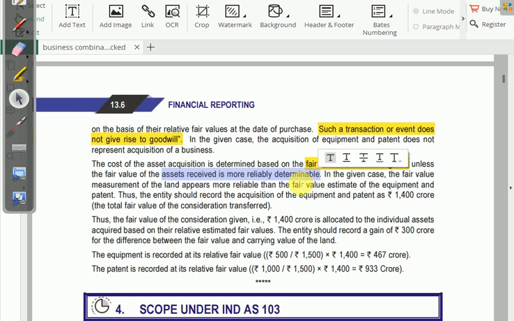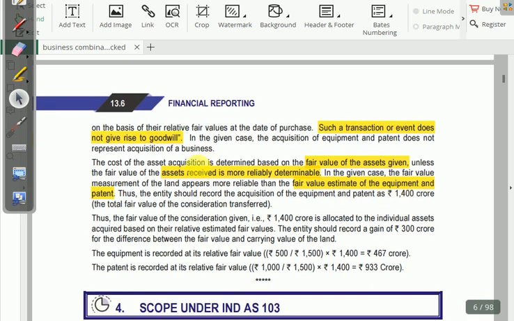Unless the fair value of the asset received is more reliably determinable. Are the values of the assets received, that is equipment and patent, more reliably determinable? No. The patent is newly established, it is a new product. In the given case, the fair value measurement of land appears more reliable than the fair value estimate of the equipment and patent. The things which we are getting are not very new or very famous in the market, so we cannot get the exact value of the patent, even though we can get the value of equipment. Thus the entity should record the acquisition of the equipment and patent as 1400 crore worth. That means 1400 crore is our cost.